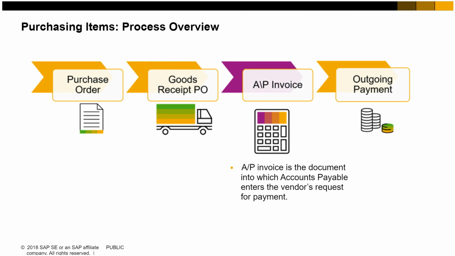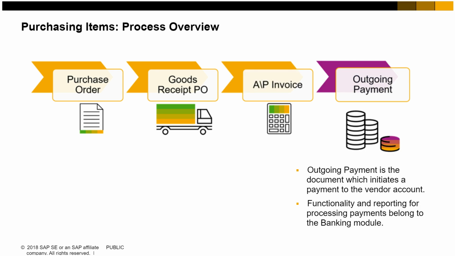The AP invoice is the document into which your accounts payable department enters the vendor's invoice information to request a payment be made to the vendor. The outgoing payment is the document which initiates a payment to the vendor account. There are, generally speaking, 4 ways of sending outgoing payments: cash, checks, credit cards, and bank transfers. There are also some additional country-specific payment methods. In SAP Business One, the functionality and reporting associated with processing payments are accessed through the banking module.